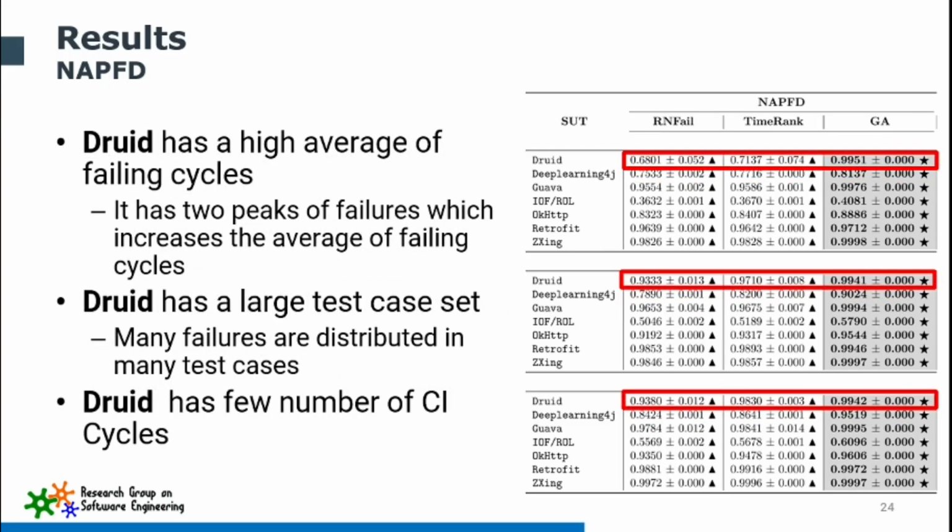We observed the highest difference between COLEMAN and GA in the Druid system. This system has some particularities. 1. It has a high average of failing cycles, which would benefit a failure history approach, but it has 2 peaks of failures which increase the average of failing cycles. 2. This system has a large test case set, in which many failures are distributed in many test cases, and 3. A small number of CI cycles. These particularities negatively affect COLEMAN in finding a good prioritization, and GA, which required a lot of time during optimization.